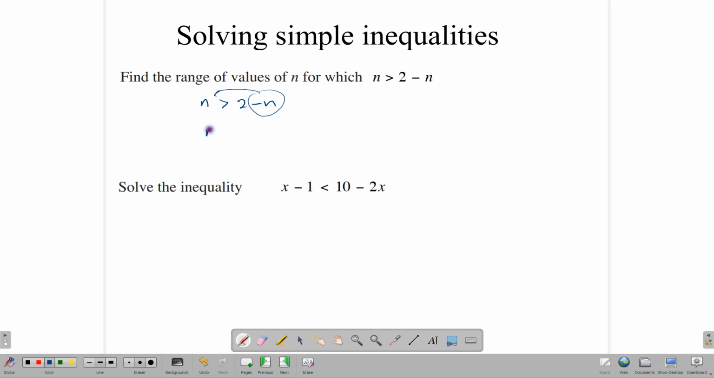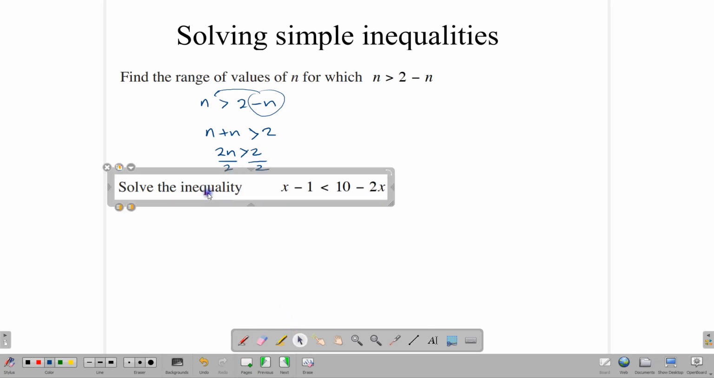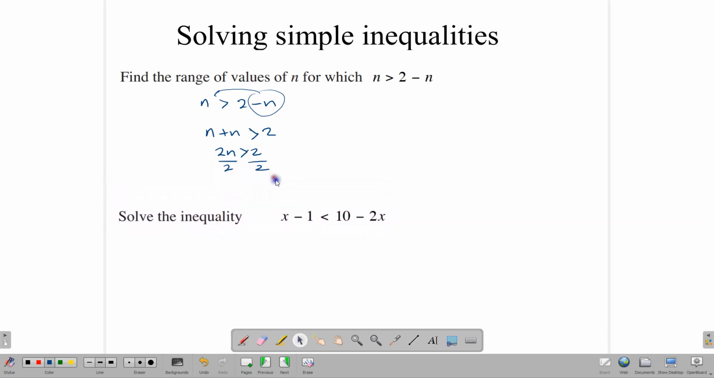So we would group it as n plus n, do the opposite of this, is greater than 2, which means that we have 2n is greater than 2, and dividing by 2, we end up with n is greater than 1. So any number that is bigger than 1 would form a part of this solution.